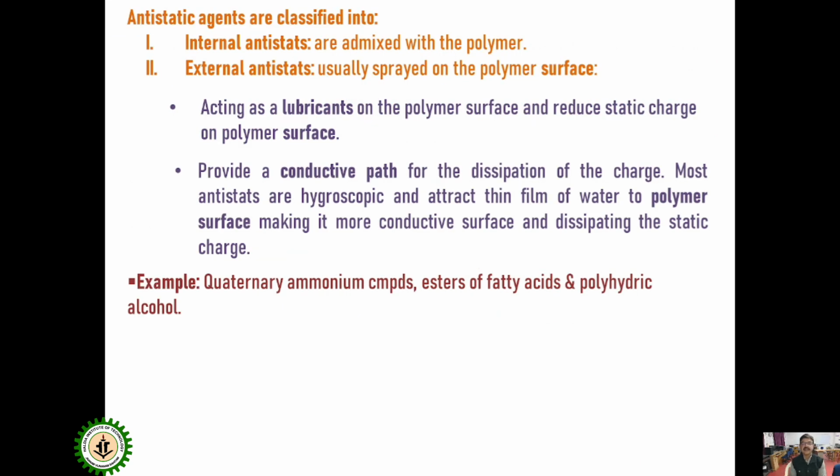These anti-static agents are generally classified in two categories. One is internal antistats, and another one is external antistats. Obviously, internal means it is internally mixed with the polymer. So before giving the final shape of the product, the virgin polymer will be mixed uniformly with the anti-static agent, that is the internal antistats. And external antistats is applied on the surface after giving the final shape of the polymeric object, so that it will reduce the surface friction.